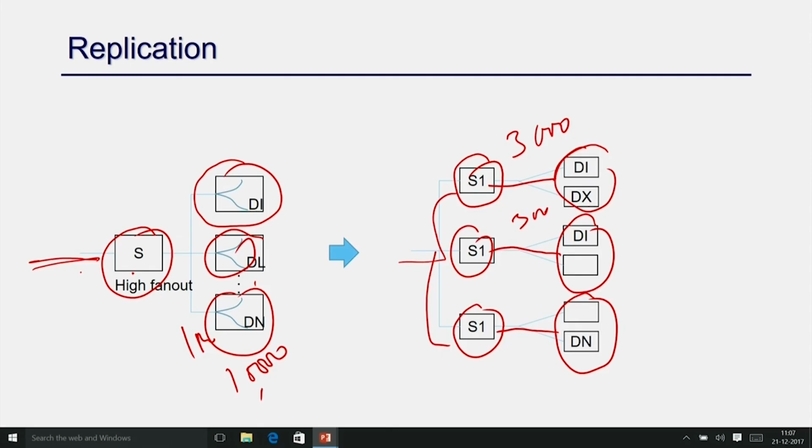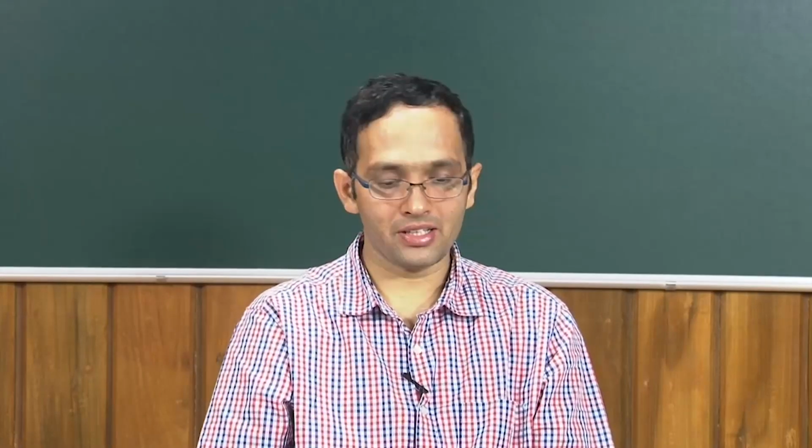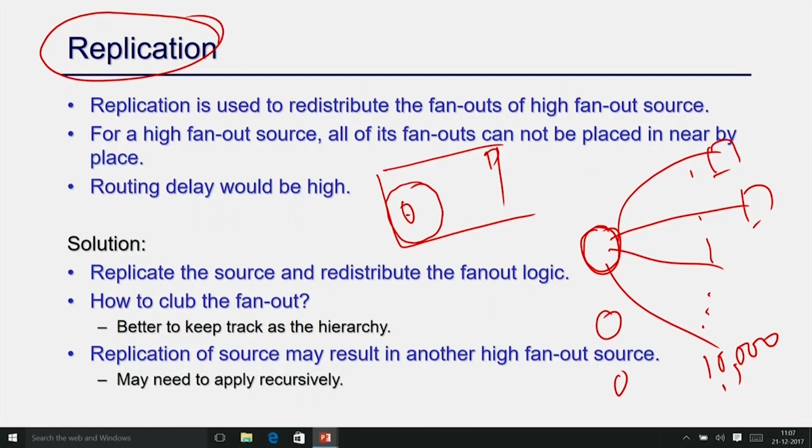So, then probably during placement and routing, your synthesis tool is able to place those components near to this place, and the routing path or the delay of that longest path will be reduced, which effectively improves your timing. Okay. There is one factor here which I have not discussed yet, which is how to club this fan out, right.